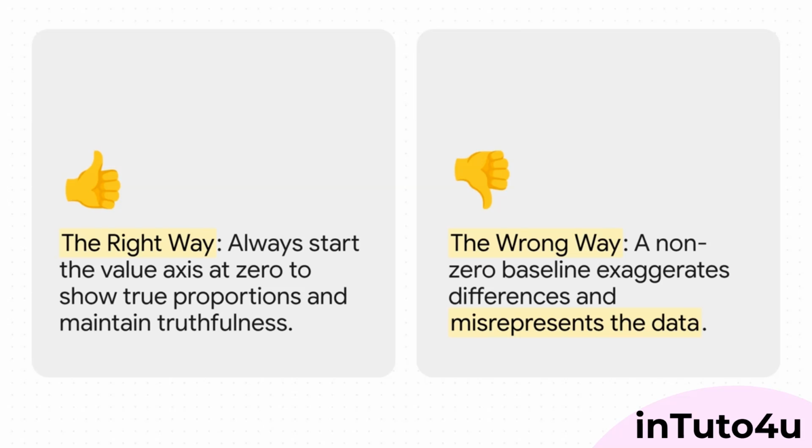Look at the one on the right. By cutting off the bottom, a tiny difference suddenly looks huge. That second bar looks what, 3 times bigger? But the actual number isn't even close. Always start at 0. It's the only way to be honest.